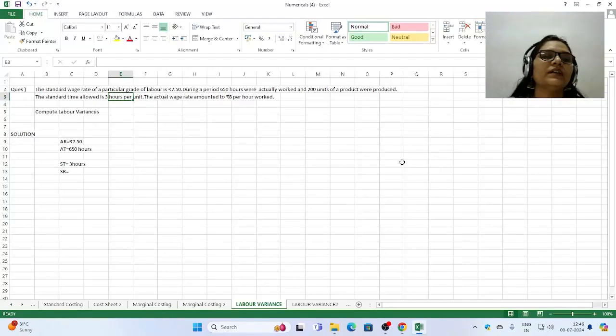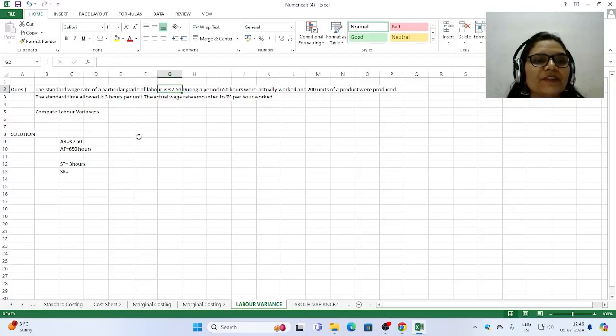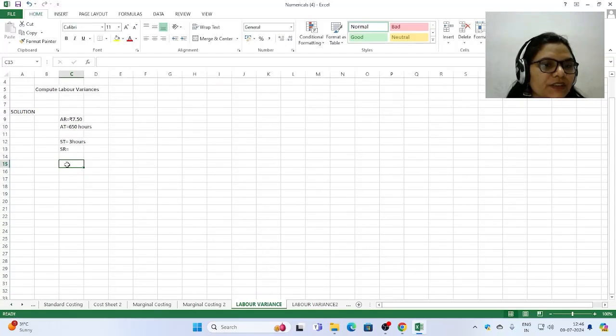The question in front of us is: the standard wage rate of a particular grade of labor is rupees 7.50. During a period, 650 hours were actually worked and 200 units of a product were produced. The standard time allowed is 3 hours per unit. The actual wage rate amounted to rupees 8 per hour worked. Compute labor variances. Actual time given to us is 650 and we need to calculate standard wages.